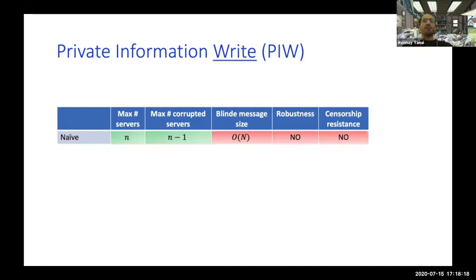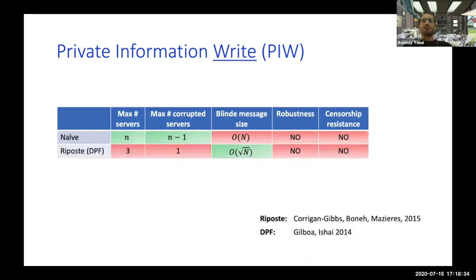The second thing is that a single corrupted server may cause a denial of service attack, because if the server becomes unavailable, the shares of the other servers become useless. Riposte solves the first problem by reducing the blind message size to square root of n. However, it is limited to 3 servers only. It is not robust and not censorship resistant.